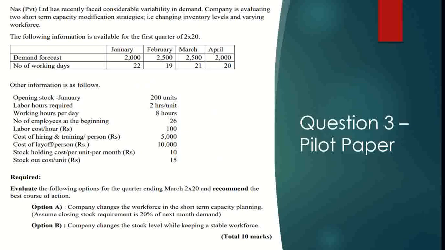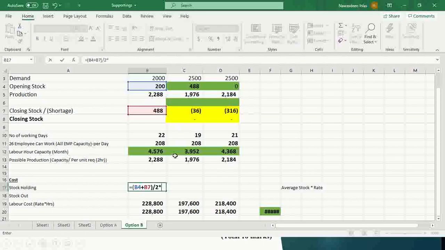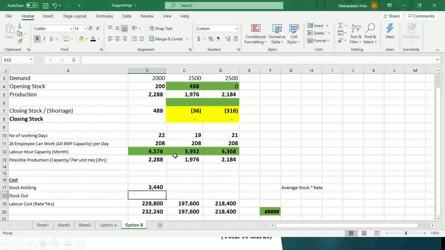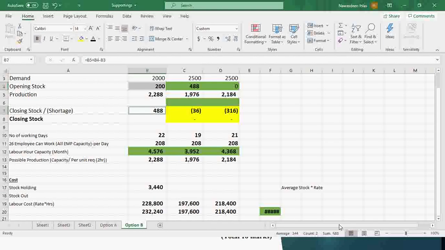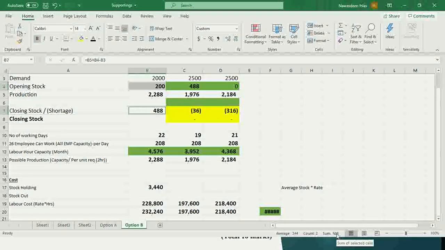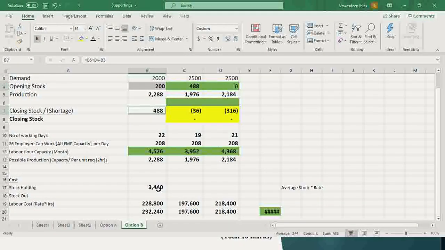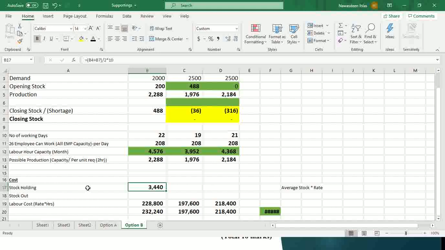Into the rate. What is the rate? Stock holding cost per unit is 10 rupees. Which means 3,440 will be the stock holding cost for January. Average stock level is 344. Here, if you can see, the total is 688. Half of this is 344 into 10. 3,440 is the stock holding cost for January.